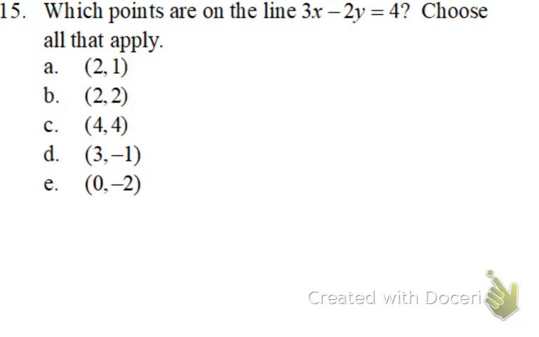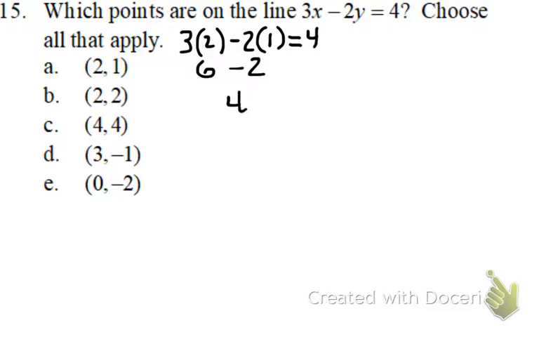Alright, which points are on this line? I suppose you could graph it and plot all those points. That's one way. You can plug these values in. So 2 is an x value, so you'd have 3 times 2 minus 2 times y, which is 1, equals 4. And let's see if it comes out to be the same number on each side. Multiply, you get 6 minus 2, that's 4. So 4 equals 4, that is a point on the line. So this is part of our solution set.